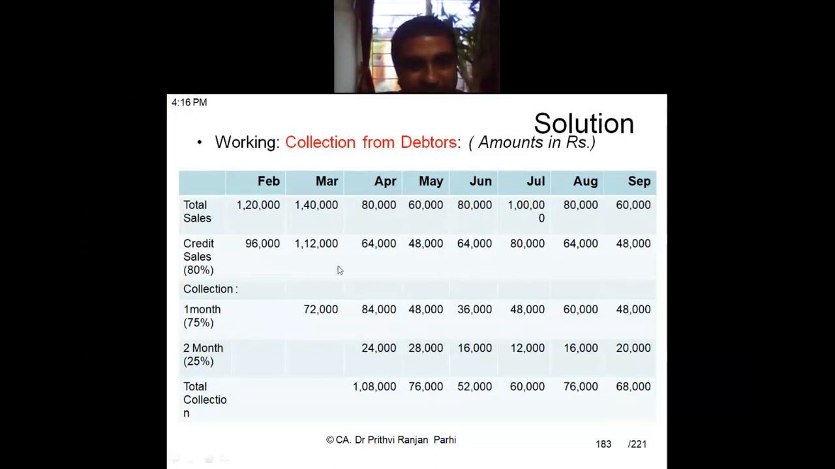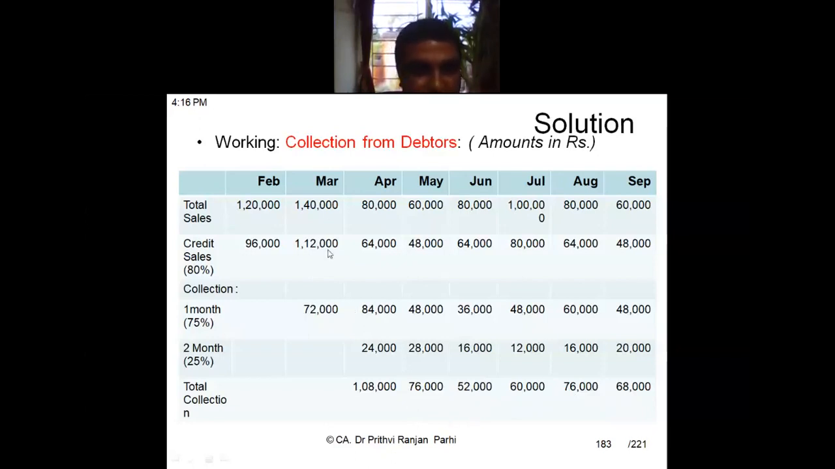Similarly, 112 is the March credit sale. 75% of this is collected in April and 25% of this is collected in May. Like this, for every month you have to work out the collection. You can pause this video and watch at home. I can find out how collections are arrived at. So after that, I say my total collection in the month of April is this, May is this, June is this, July is this, August is this, September is this. In the six months, this is my total collection.